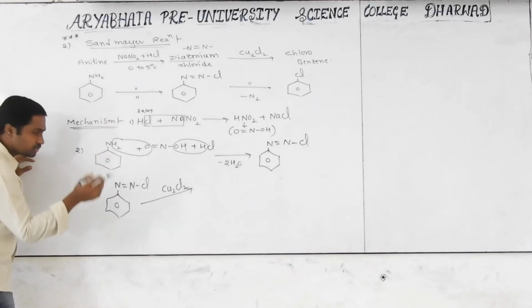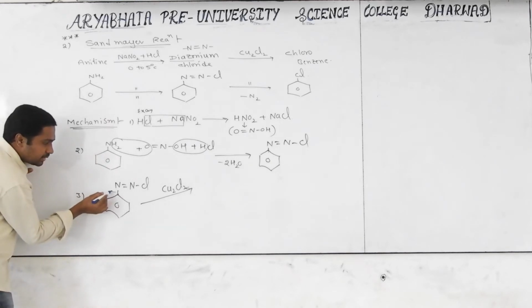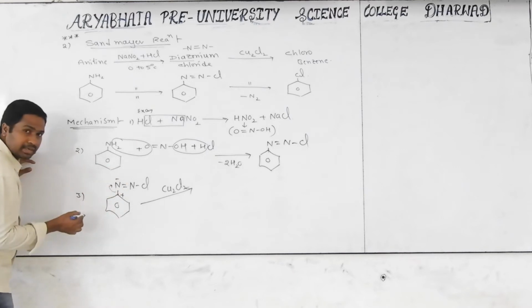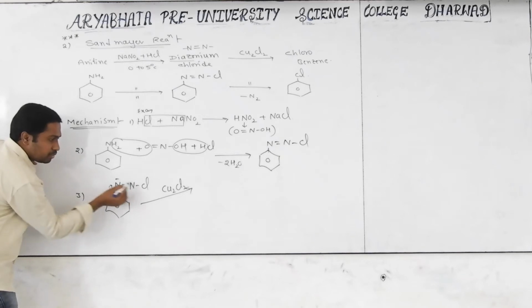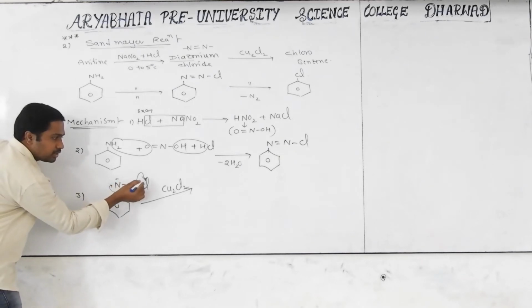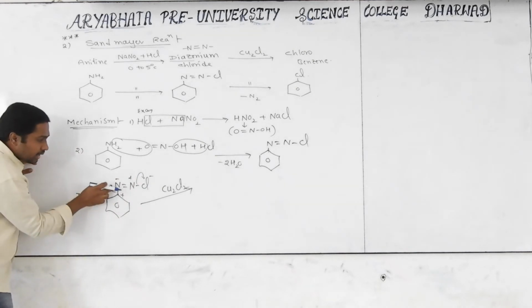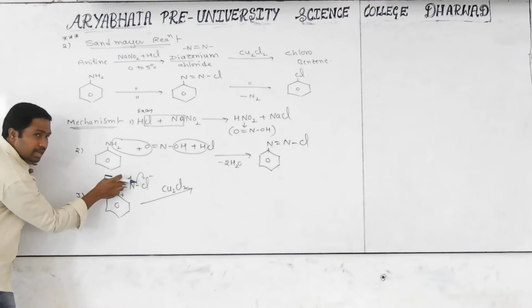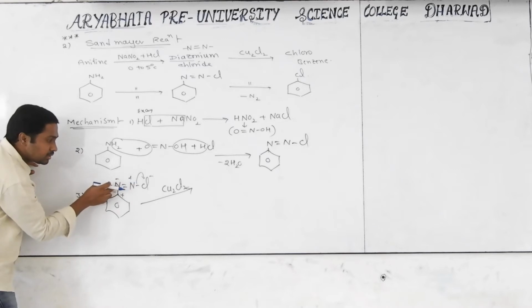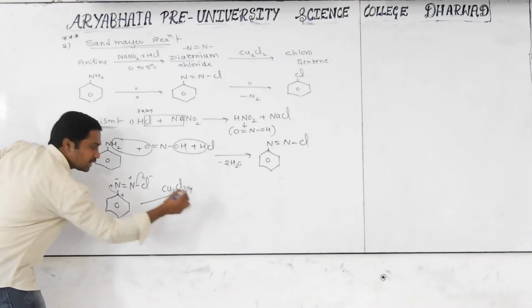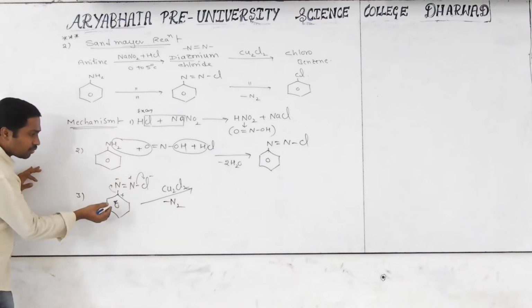Then what happens, you see carefully: this bond shifts like this, and we get a charge here, plus, and here, minus. Immediately this bonded electron shifts towards chlorine, minus, and here we get plus. Already two nitrogen atoms are connected with a double bond, and they are carrying opposite charges. What will they do? A new bond formation. Nitrogen triple bond nitrogen, it becomes nitrogen gas.